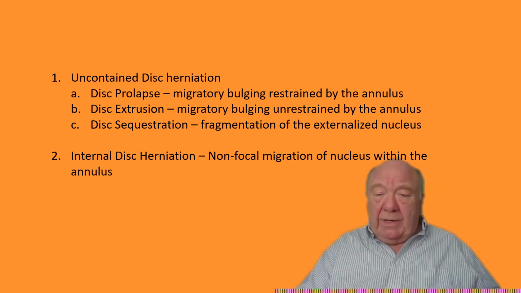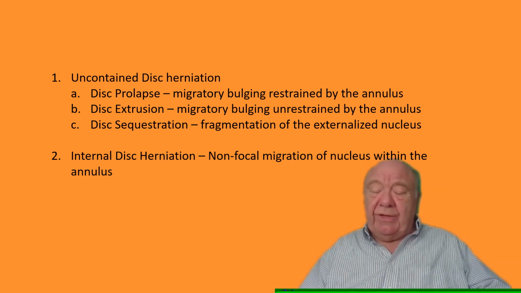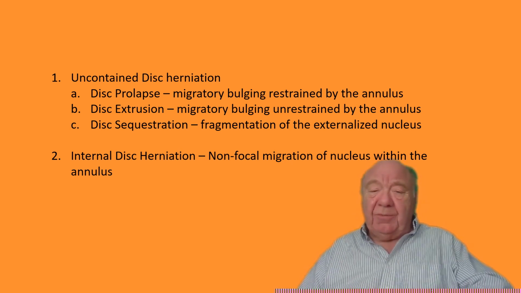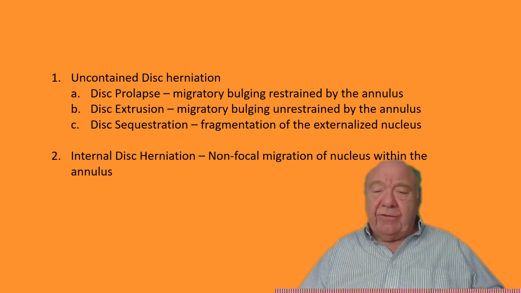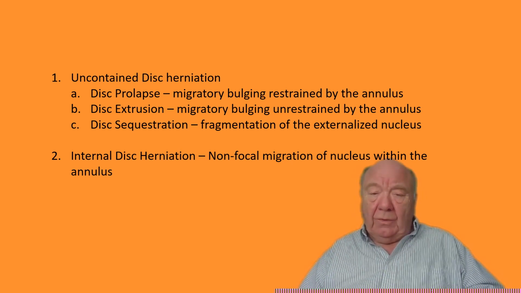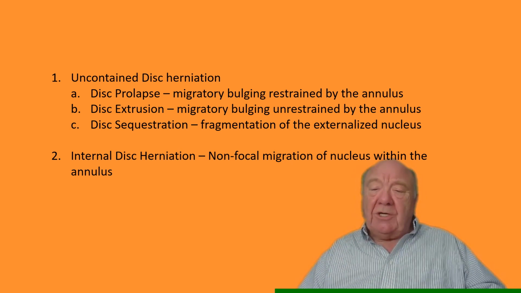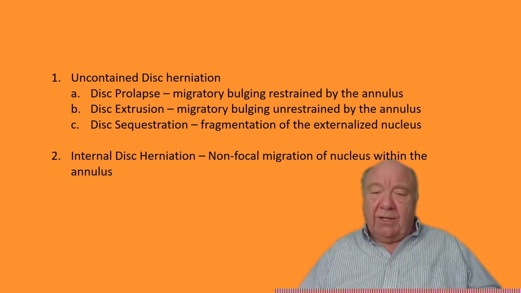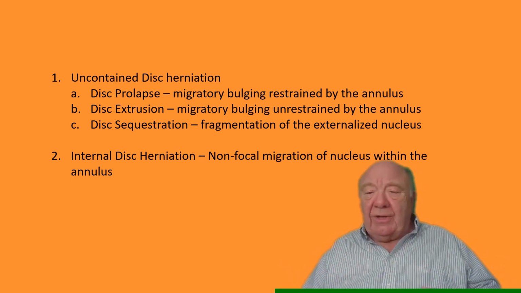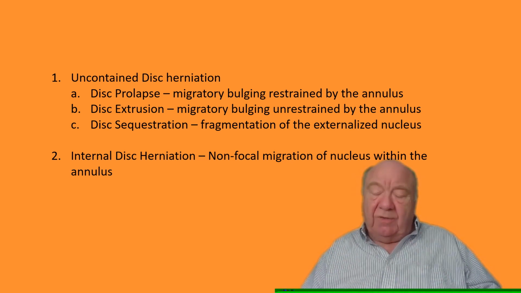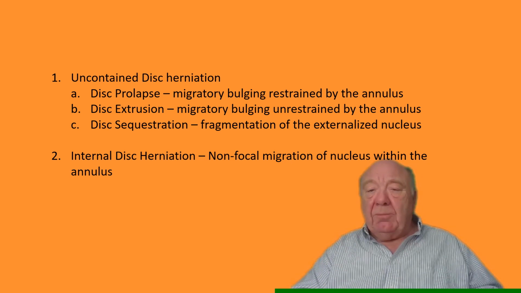Then the second one is the internal disc herniation, the internal derangement of the disc, or the contained herniation. I'm beginning to like internal disc herniation better than the other two. So this is a non-focal migration of the nucleus within the annulus, and basically it spreads through the annulus, and when it reaches the outer part of the annulus, which is nociceptive, then you may get pain with this. So we're going to look at these two in a bit more detail now.